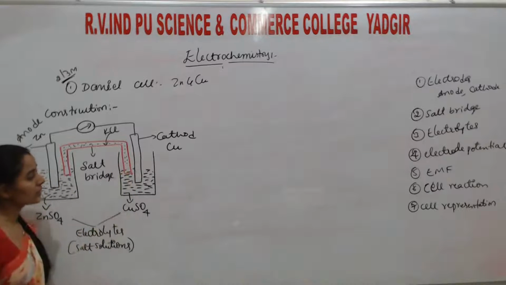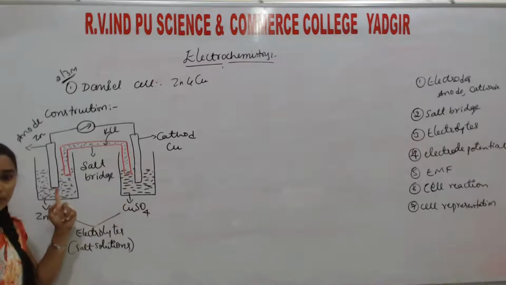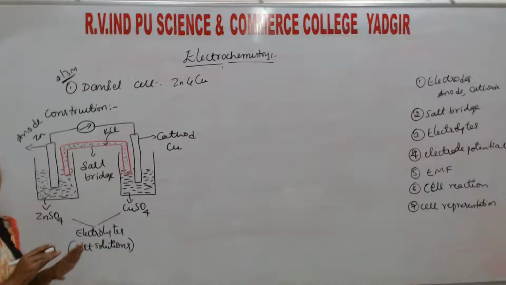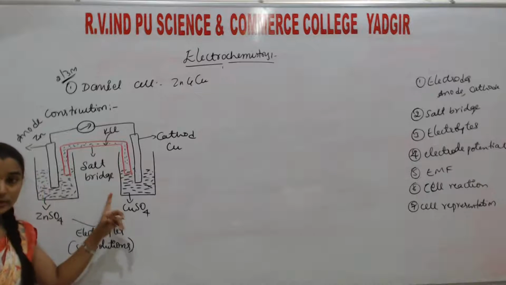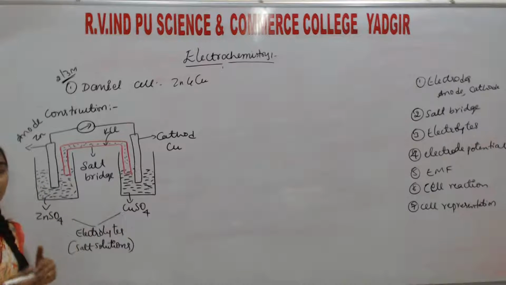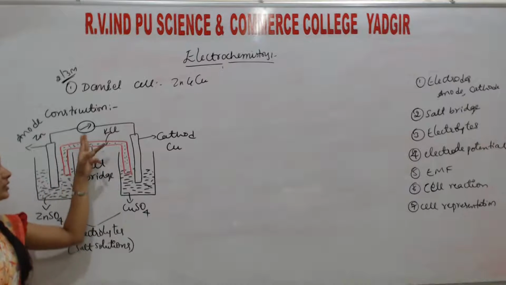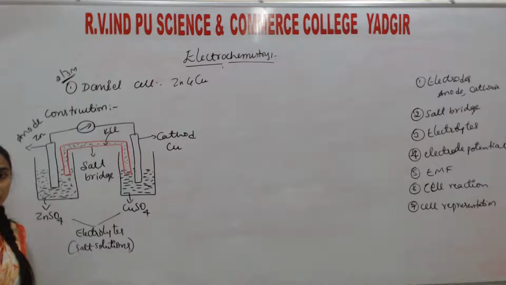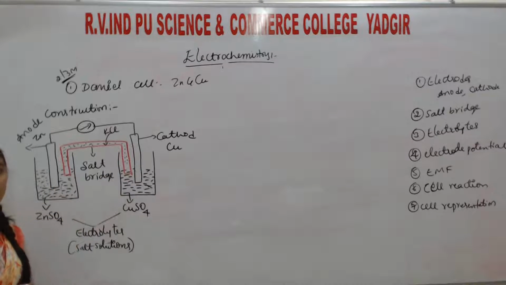Understand? So students, the next thing to understand is, when this salt bridge is connected between the two electrolytes, the system becomes closed. Understand? The system becomes closed. When the closed system is formed, electrical energy is produced. Chemical energy is converted into electrical energy. How? Here oxidation takes place, here reduction takes place.